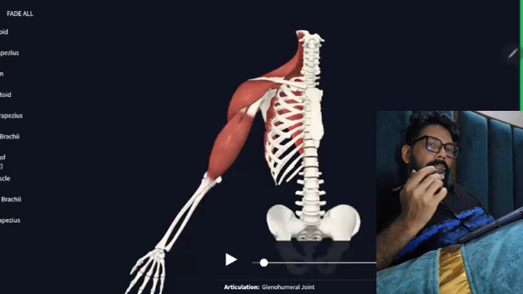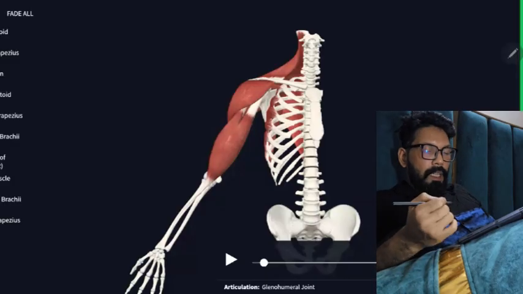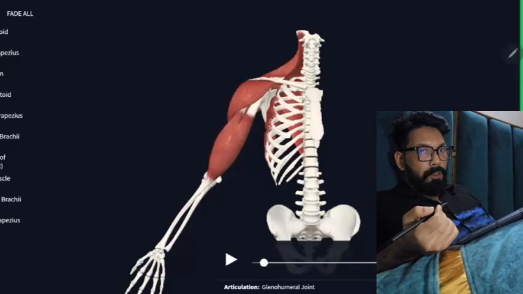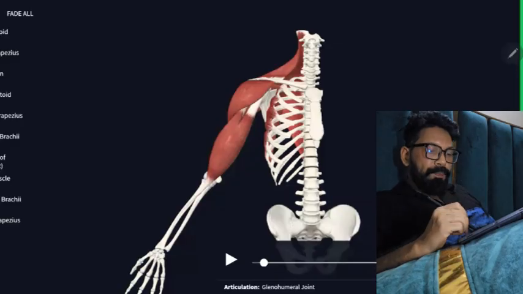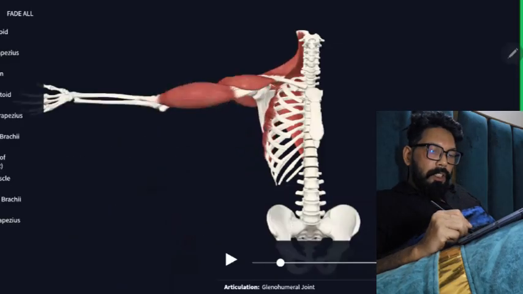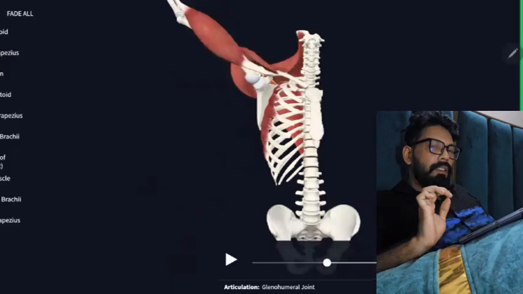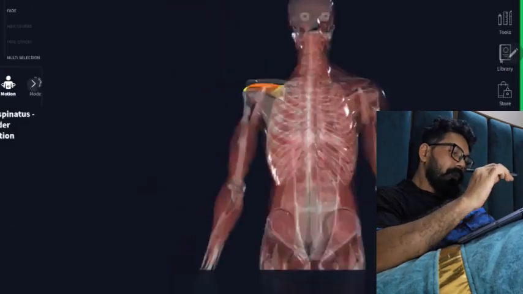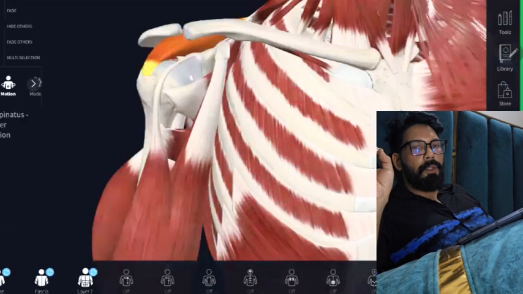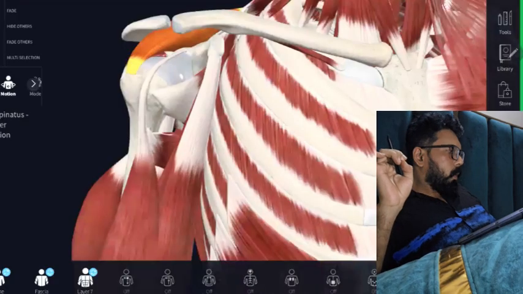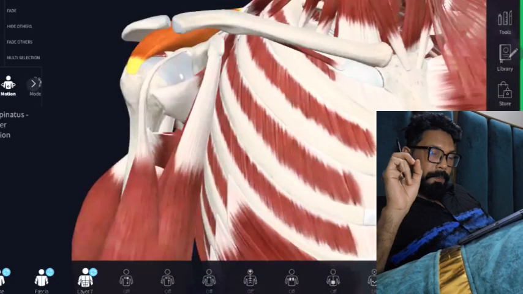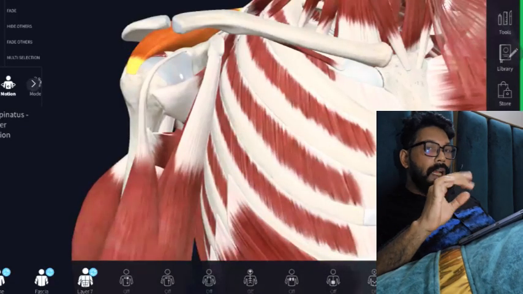How? You have to help the patient to raise the hand up to 15 degrees. Then he will be able to abduct the hand. After 15 to 90, this is very important, deltoid. Then over 90 degrees, trapezius. So this is the single most important muscle group you need to know: that is your rotator cuff from your upper limb.